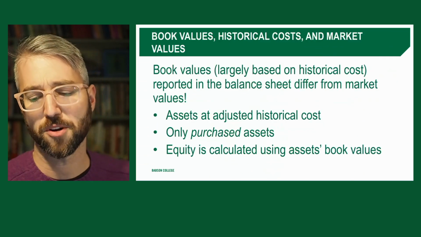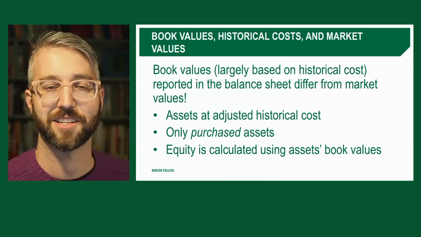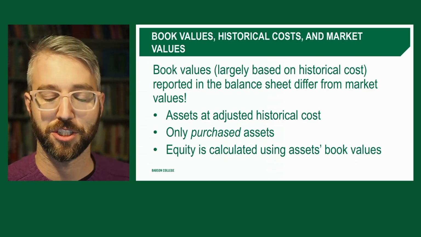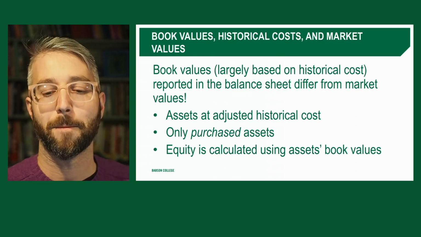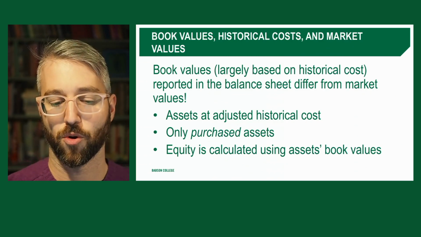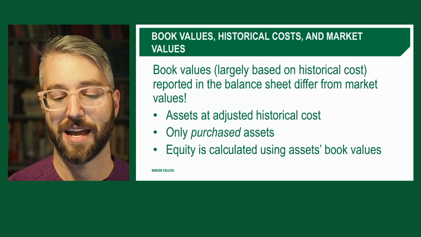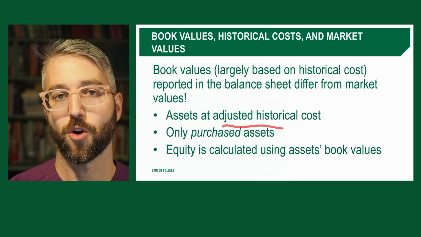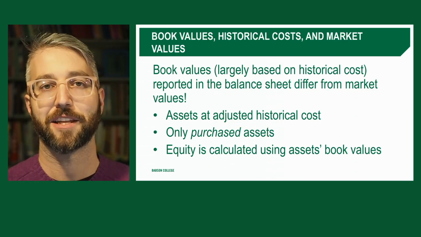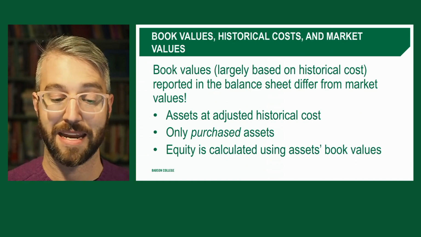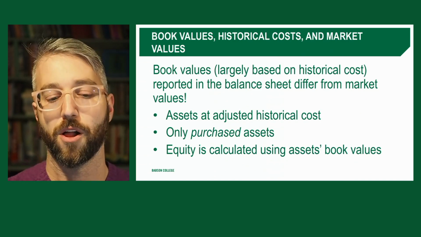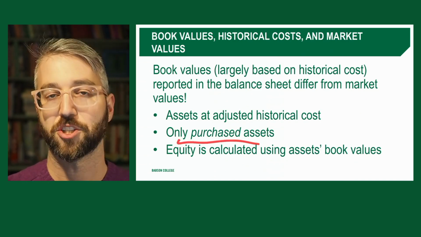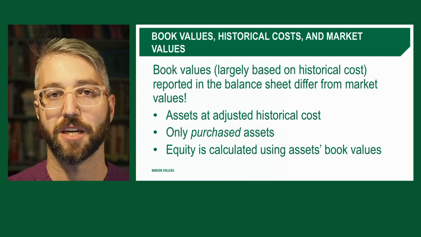I've said this a number of times. I'm going to say it just this one last time. Book values on the balance sheet are super interesting and important, but they're largely based on historical cost. So even if there's an adjustment to historical cost due to depreciation, that adjustment may not be a high quality adjustment. Any assets that weren't purchased are not typically going to be put on there.